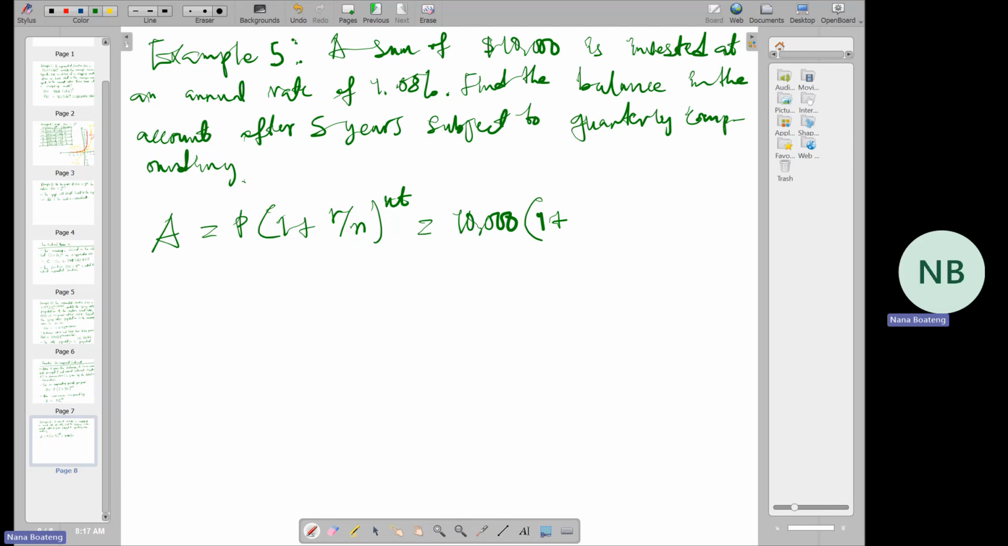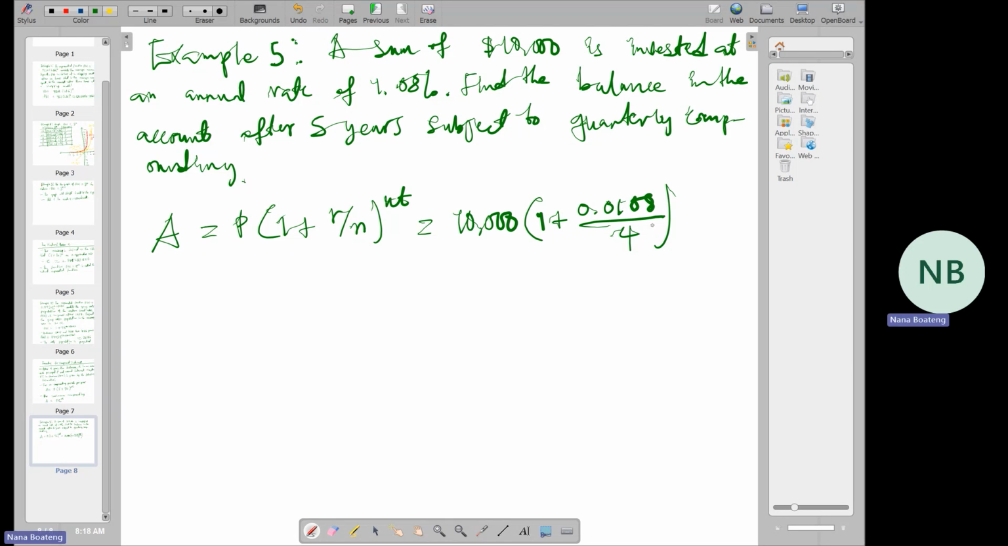So 1.08 divided by 100 is 0.0108. And this is divided by N. It is compounded quarterly, so every quarter of the year it is compounded. That means there are 4 quarters in a year, so every year is compounded 4 times. So N is 4.